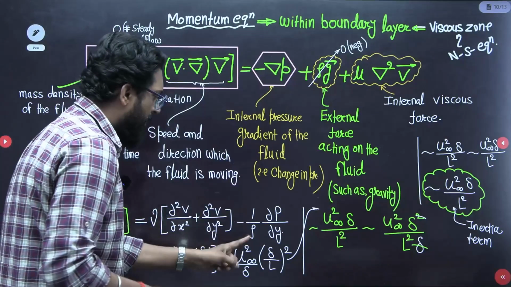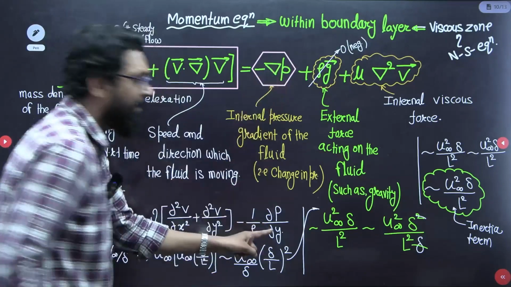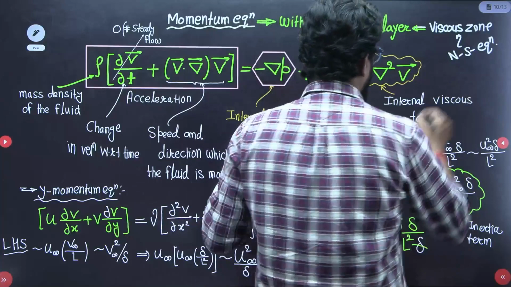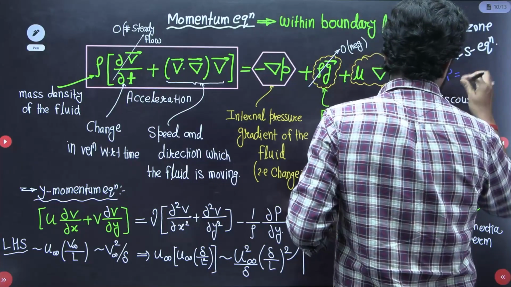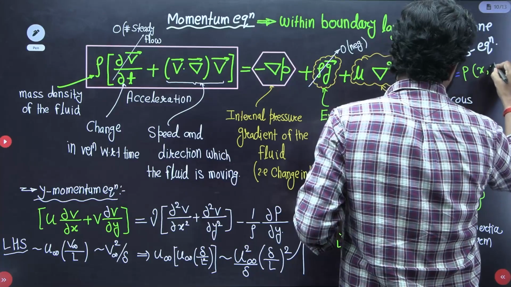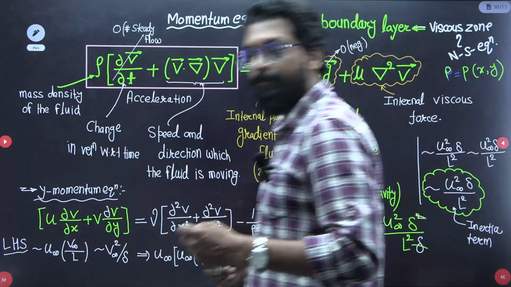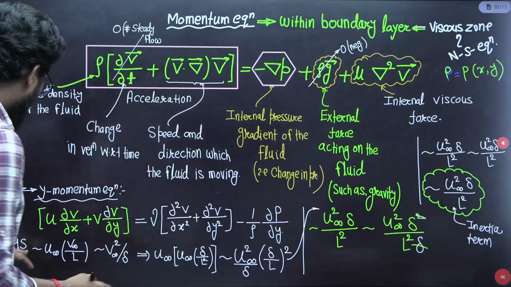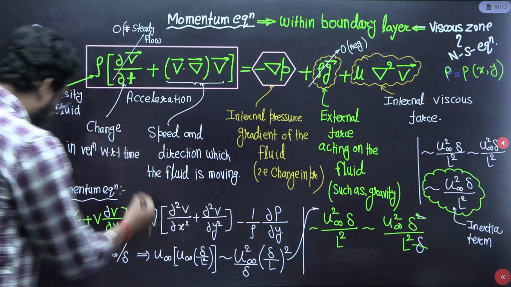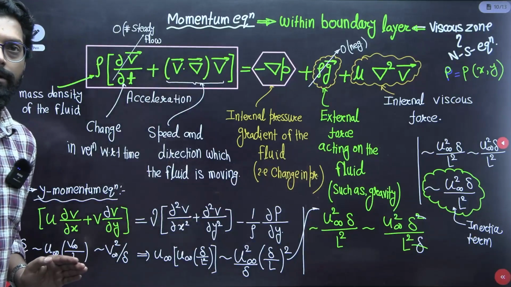So here there is a minus, so minus 1 by rho. And this is what? Dou P by dou Y. Pressure is a function of x and y both. Pressure is the field, so here we will take the partial differentiation in the y direction. Okay. Now we'll write the left hand side first, then the order of magnitude of the left hand side, and then the order of magnitude of the right hand side.